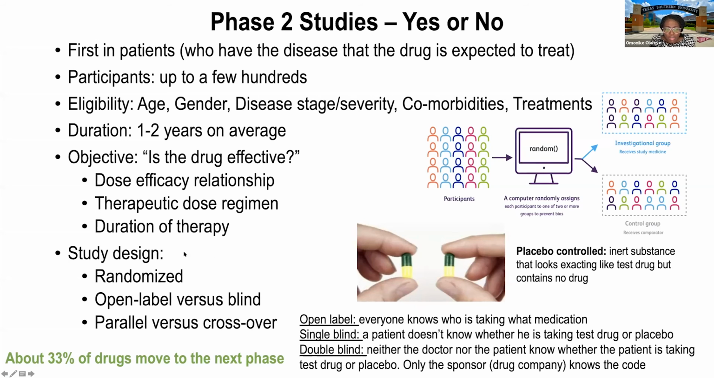And here there are different study designs. Time will not permit me to go into the detail of the different study designs. We have the randomized study design, open label versus blind. We can also run parallel studies or crossover studies. And in the open label study, everyone knows what medication they're taking, who's taking the medication.